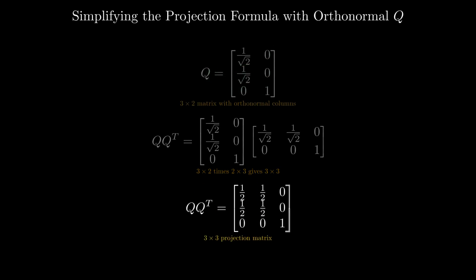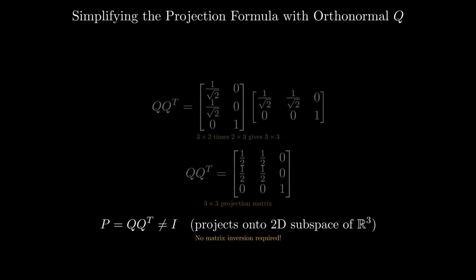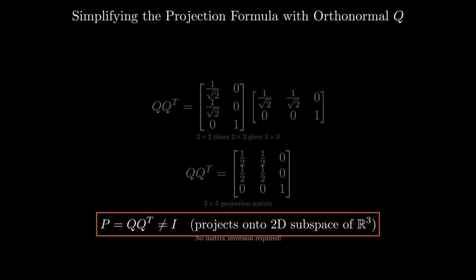So the 3 by 3 projection matrix is: row 1 is 1/2, 1/2, 0. Row 2 is 1/2, 1/2, 0. Row 3 is 0, 0, 1. Notice this is not the identity matrix. It projects onto the two-dimensional column space of Q inside R3. And the key point is no matrix inversion was required.